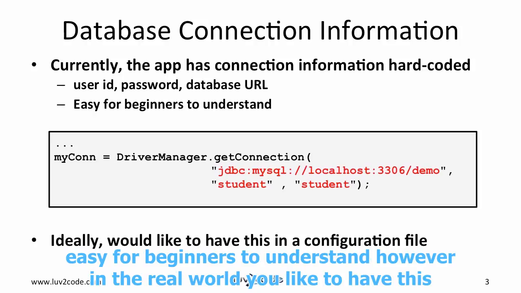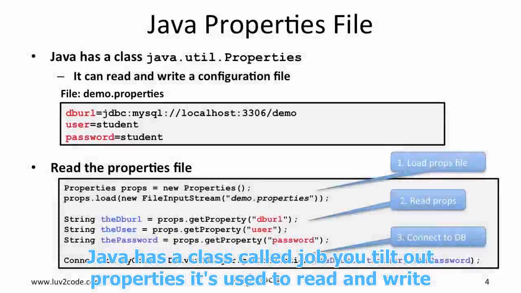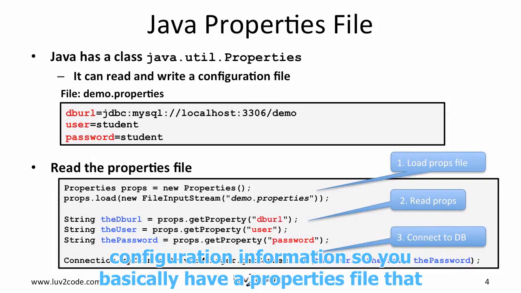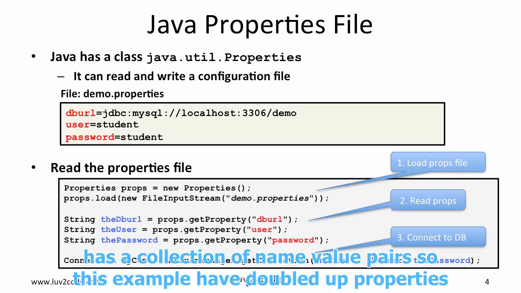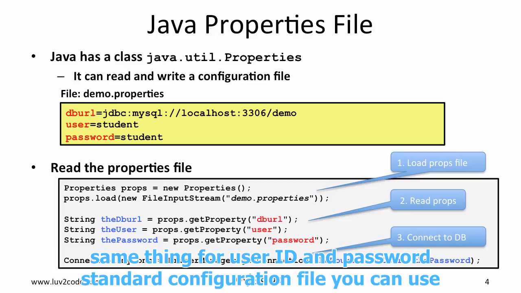However, in the real world, you'd like to have this information in a separate configuration file. Java has a class called java.util.Properties. It's used to read and write configuration information. So you basically have a properties file that has a collection of name-value pairs. So in this example, I have demo.properties, and I have a name, DB URL, with a value of jdbc: and so on. Same thing for user ID and password, a standard configuration file.